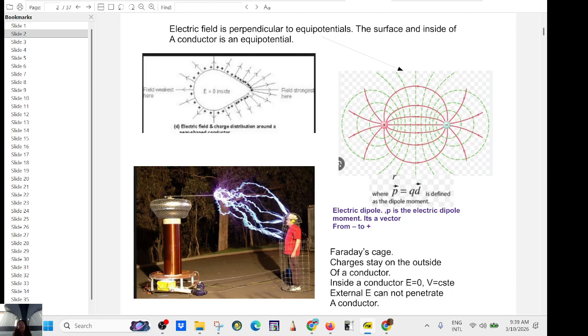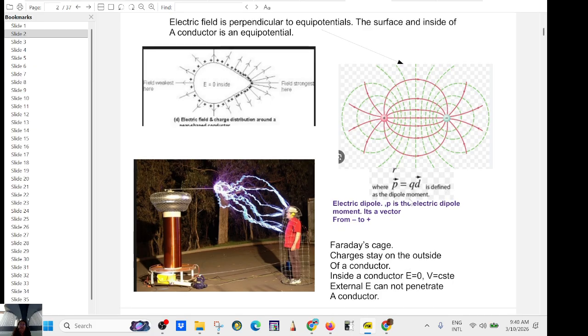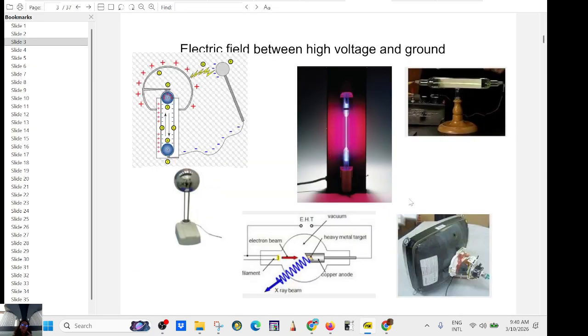Anything pointy here, if you have a conductor with a sharp edge, you're going to have a very strong electric field, very willing to discharge very quickly. Okay, so I don't know if it's in the test, but this conceptual question is that equipotentials are always perpendicular to the electric field. Electric field goes from plus to minus. This is the electric dipole. Okay, so it's a very quick review.